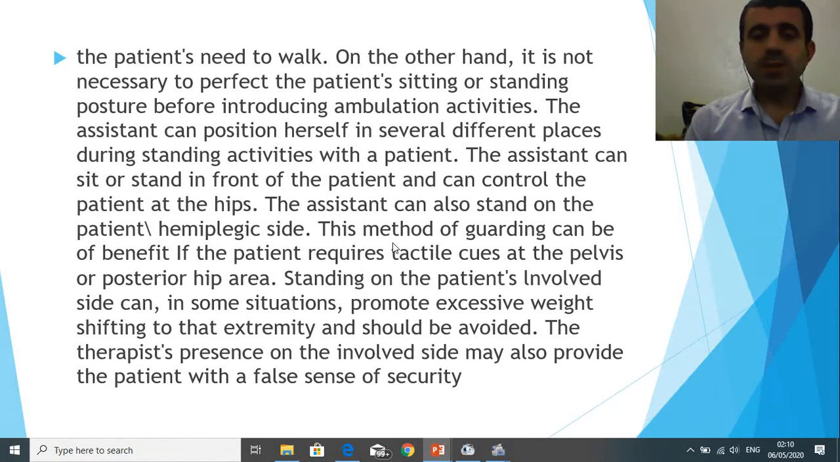This method of guarding can be of benefit if the patient requires tactile cues at the pelvis or posterior hip area. Standing on the patient's involved side can in some situations promote excessive weight shifting to that extremity and should be avoided.